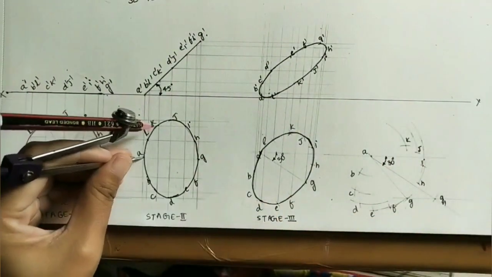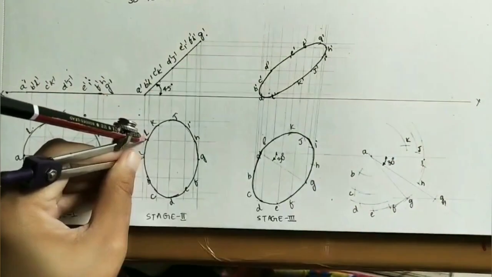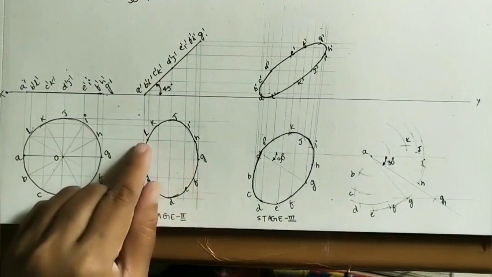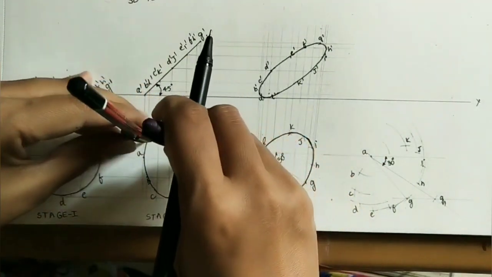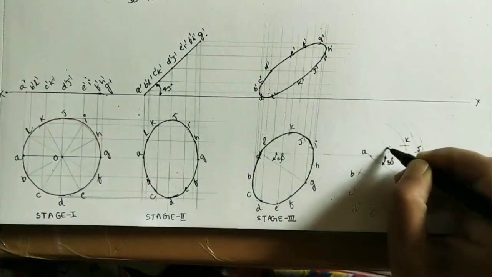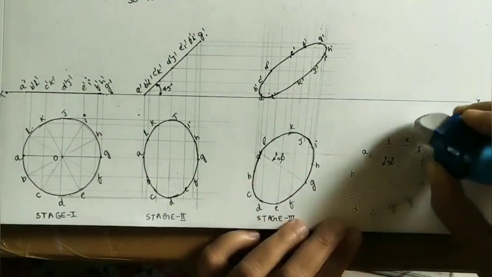Next, the last point is L. Take AL length, A as center, do an arc. Similarly, take GL length, G as center, cut this arc. We will get L point here. Remove the extended arcs here.